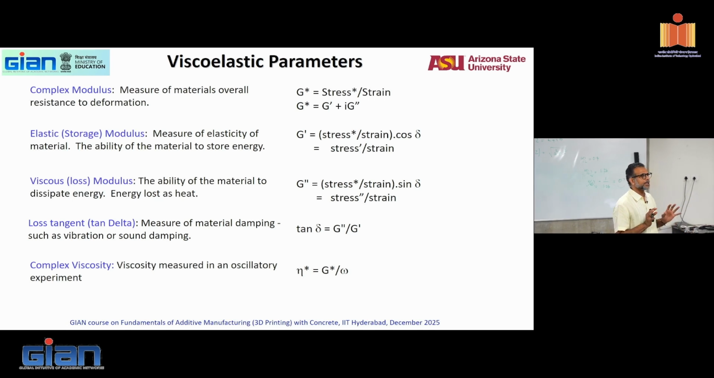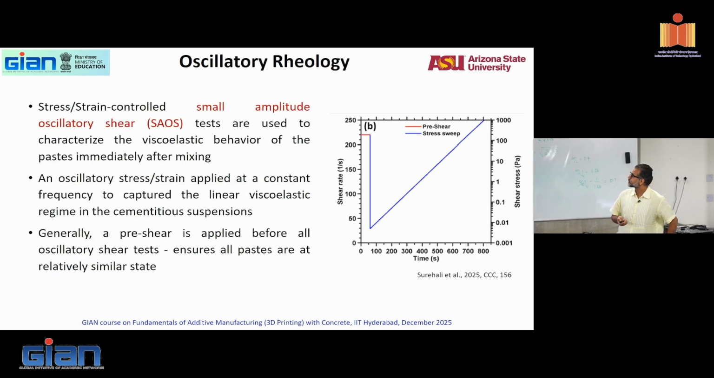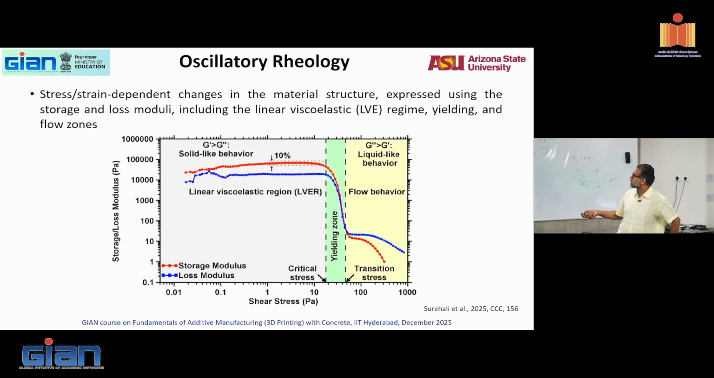This is useful in 3D printing sometimes, and that's why I'm showing it. Not very commonly used, but sometimes it's a useful parameter to understand in 3D printing, other than just the yield stress and plastic viscosity. So in oscillatory rheology, you still do a little bit of pre-shear and then a stress sweep. This is called a small amplitude oscillatory shear test. Oscillatory stress or strain is applied at constant frequency. Pre-shear is applied, and you find such a curve here.